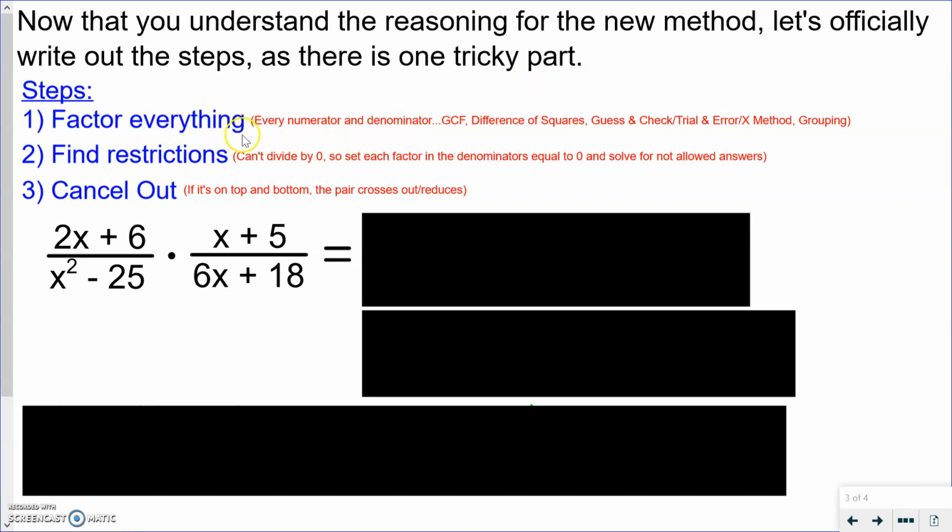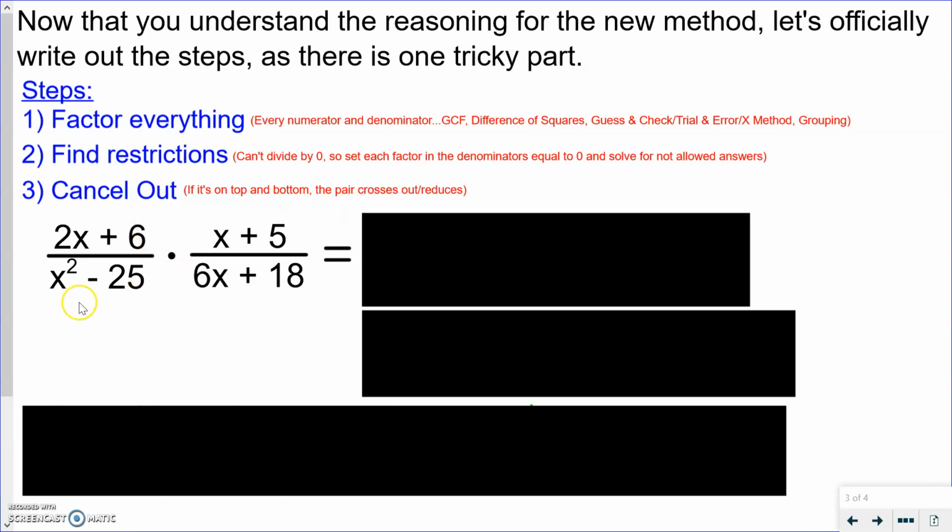Numbers have no restrictions, but then there's letters. Remember, you can never ever divide by 0. So set every factor in the denominator equal to 0, and then solve for the not allowed answers, or restrictions. And lastly, the fun step is if it's on top and bottom, cancel out. Remember, one thing crosses out one thing. So if there's one 2 on top, but 5 2's on bottom, you cannot cross all the 2's out. It's 1 for 1. So here's the problem.